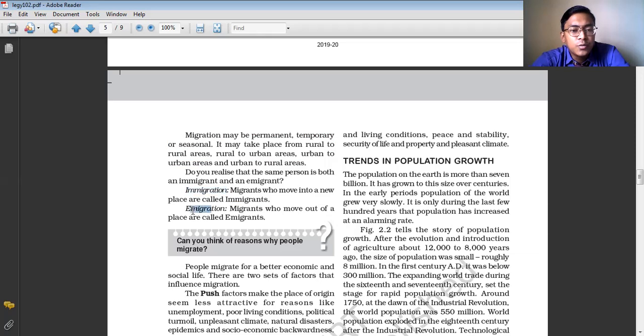To be more precise and easier, suppose a person of the UK or USA or any other country comes to our country. The process is known as immigration, and the person is known as an immigrant. So this is the main difference between immigration and emigration.